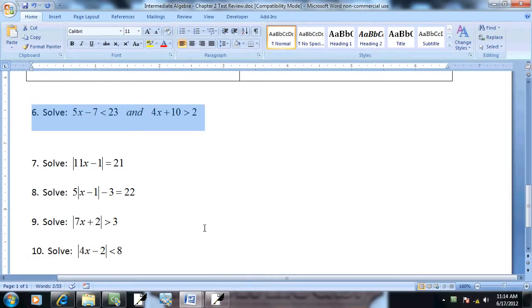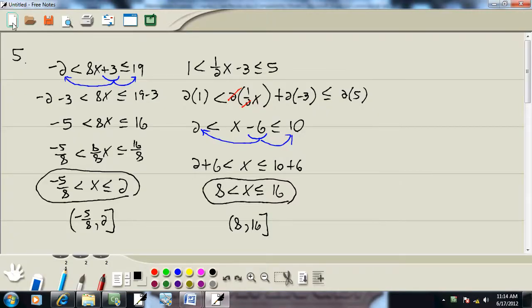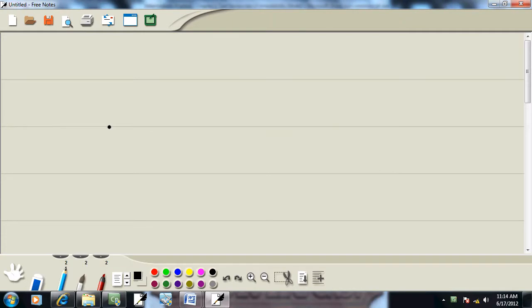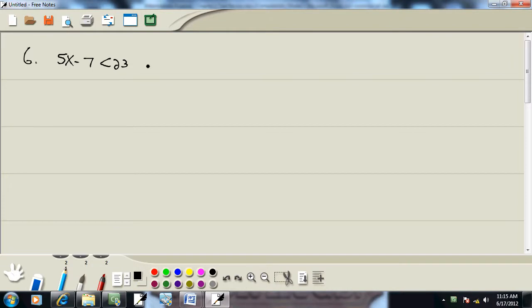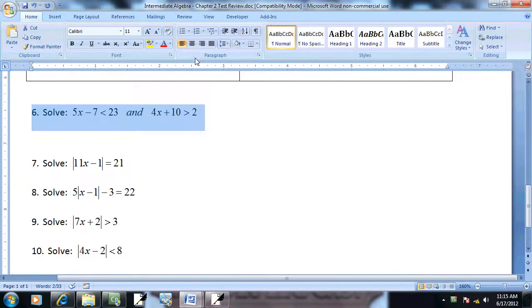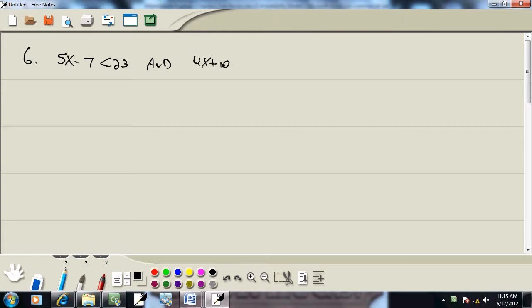Let's take a look at our next example. It's another compound inequality. In this one, we actually have to look at the graph to understand what our answer is. So let's take a look at it. We got 5x minus 7 is less than 23, and 4x plus 10 is greater than 2. Well, we work each one of these down separately, and these are just linear inequalities.